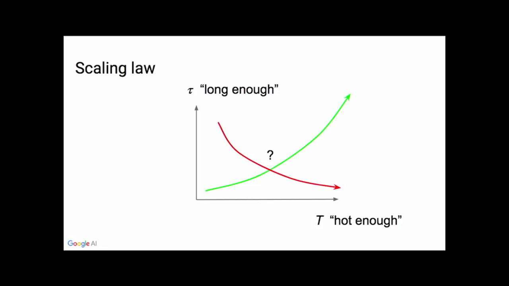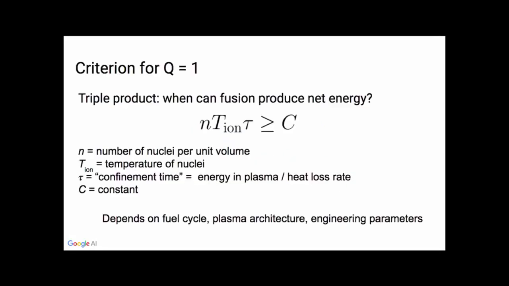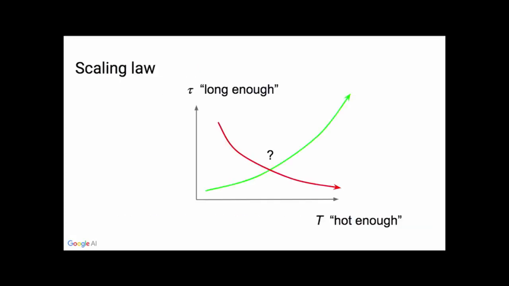So now this is where the scaling all comes in, because these three numbers aren't independent. In fact, it's not surprising that because tau is a heat loss and T is a temperature, they're related. So you need to have plasma that's both stable enough, in other words, it has to be long enough, it has to be hot enough, and then you can actually get a net energy out.